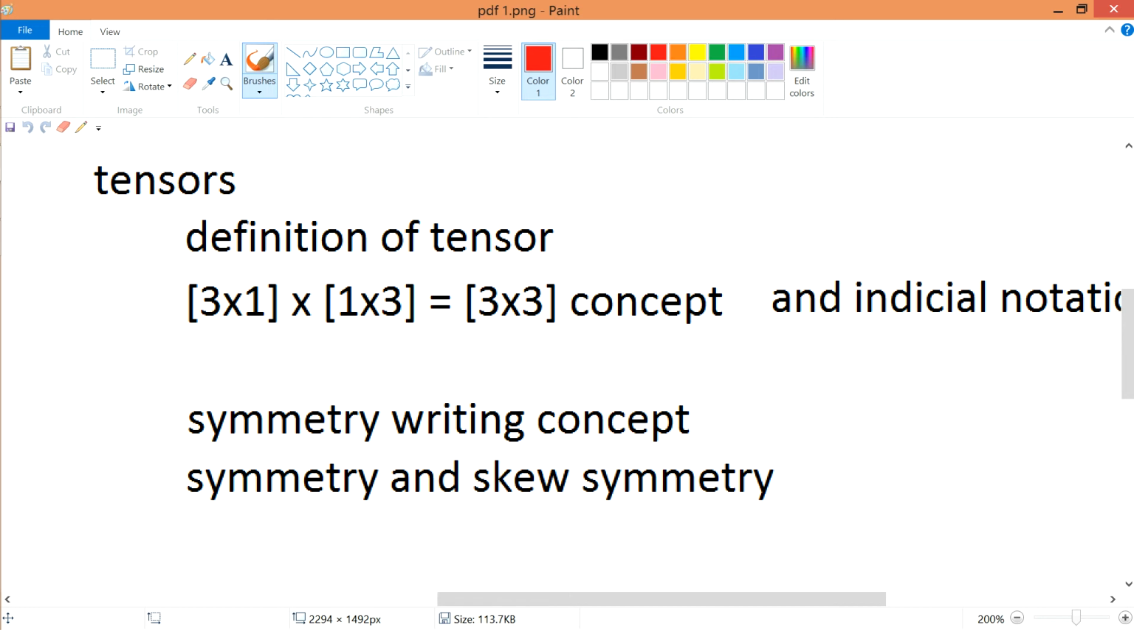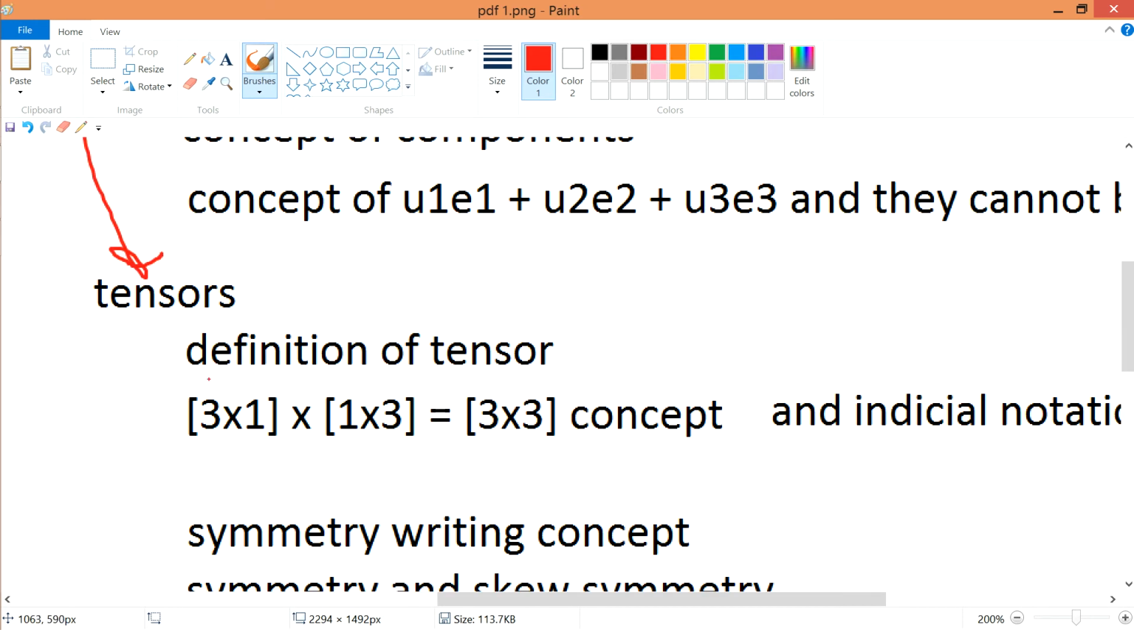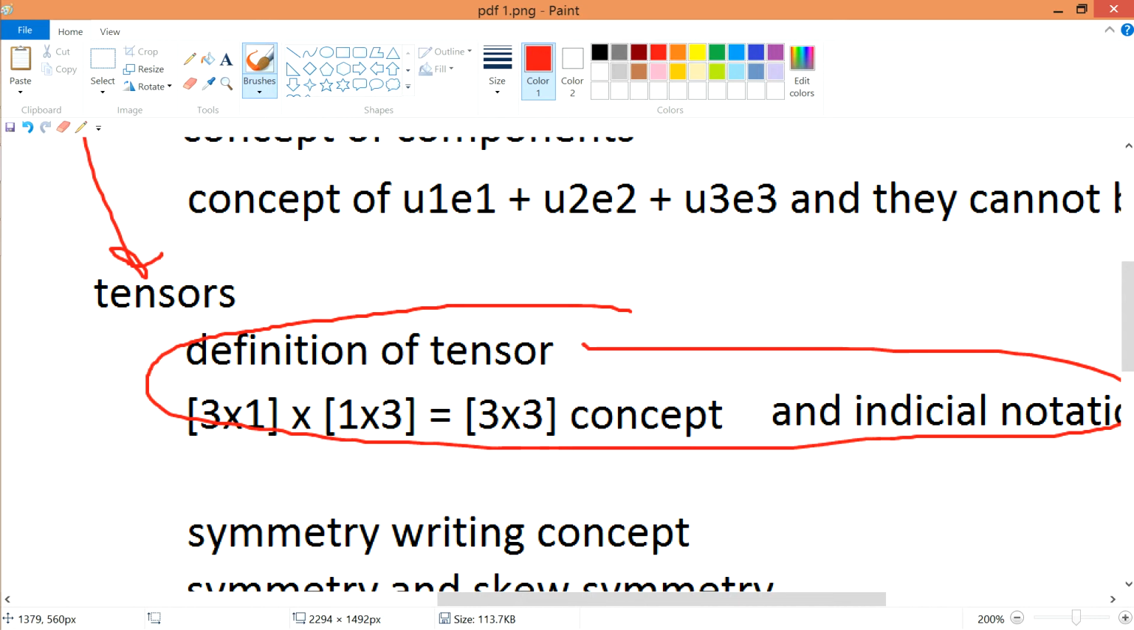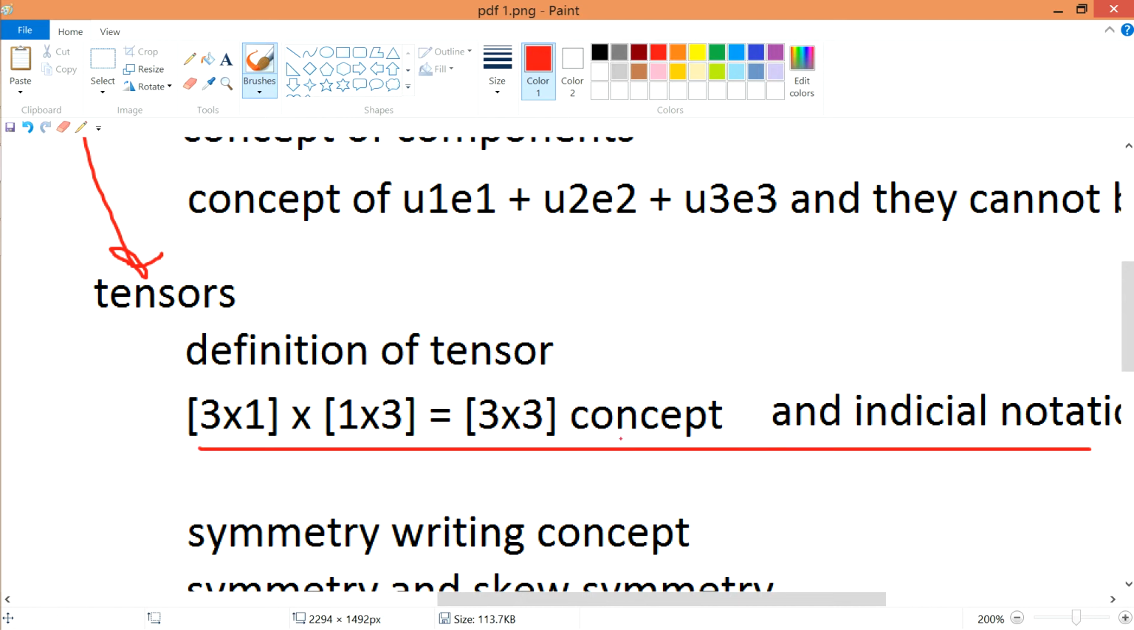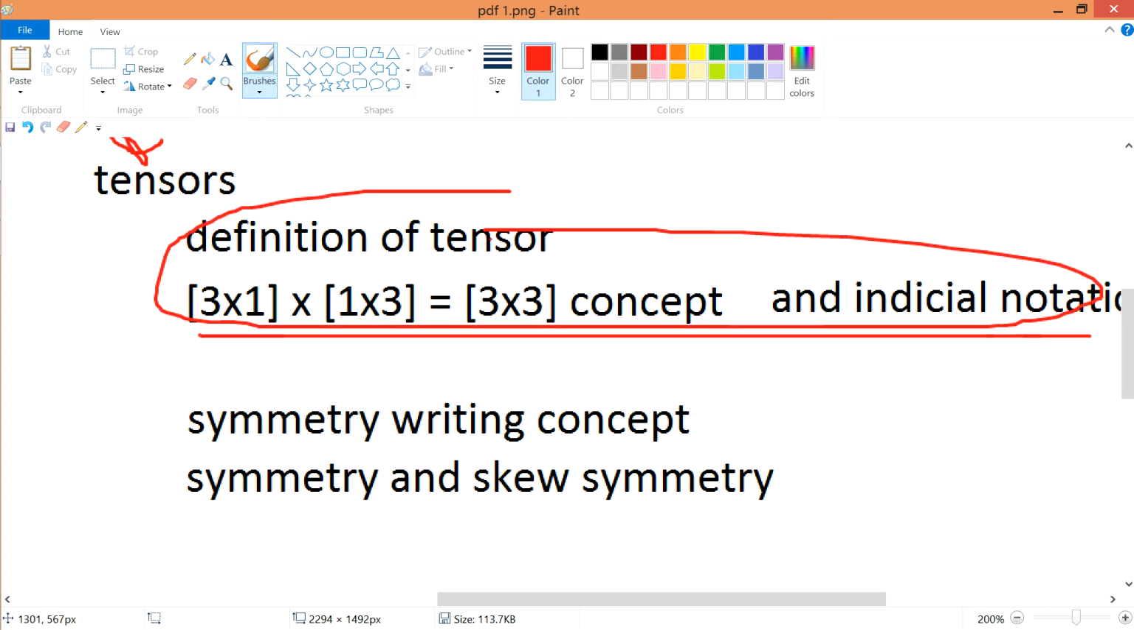In this video, we'll talk about tensors. In the previous video, we talked about vectors. So how vectors link to tensors is what we're going to talk about in this video. I'll simply talk about this section, the definition of the tensor and something later on. In the next video, I'll talk about these things. In this video, I'll concentrate mainly on these.